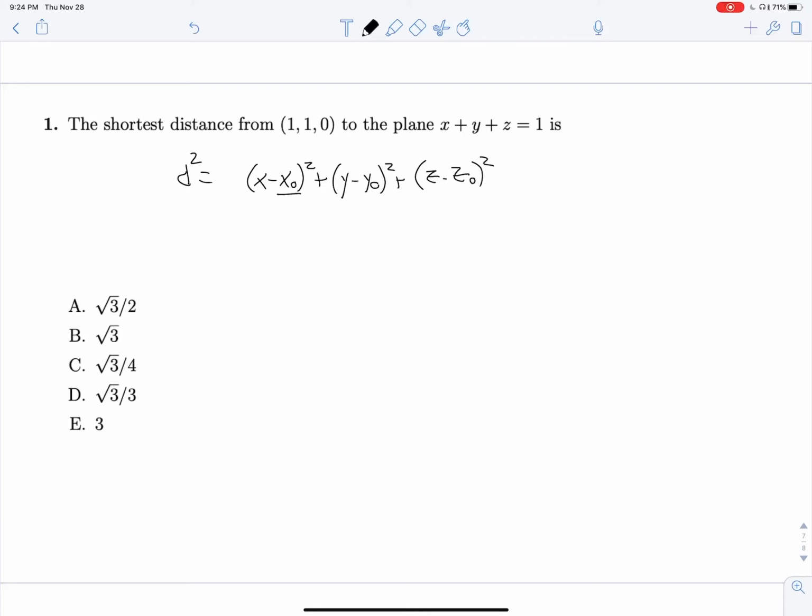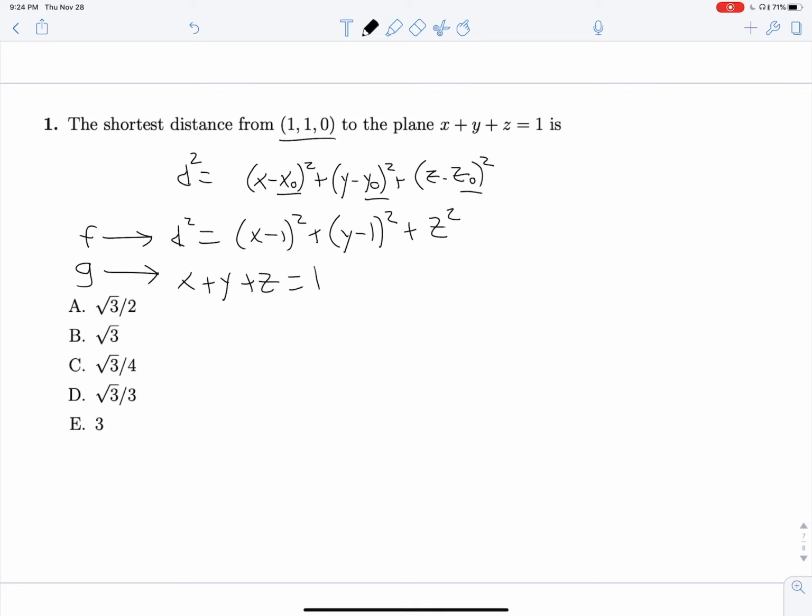Also, it's good to note x₀, y₀, and z₀ are already given. That's just the point that we're trying to figure out our distance from. So really, our distance squared function is (x − 1)² + (y − 1)² + z². And then we know that this is our f, not g. That's the function that we're trying to maximize. Well, in this case, minimize. We're looking for our shortest distance. And our g is our plane x + y + z = 1.